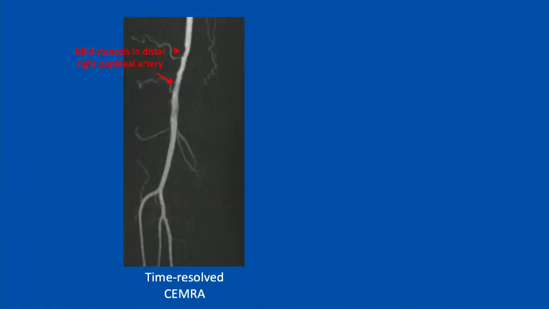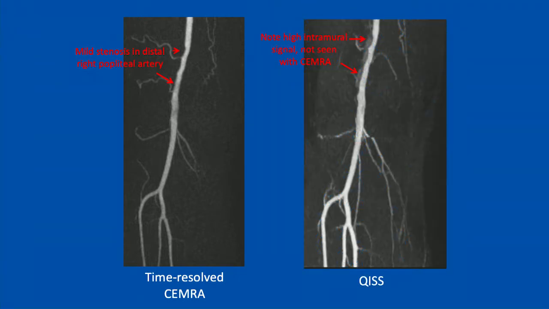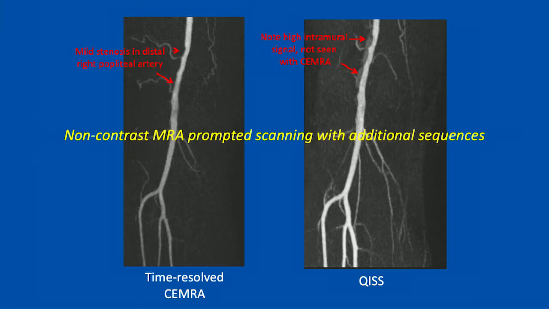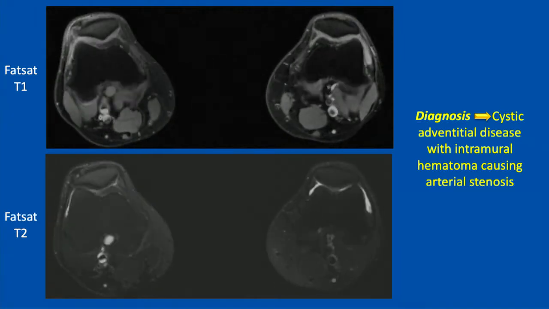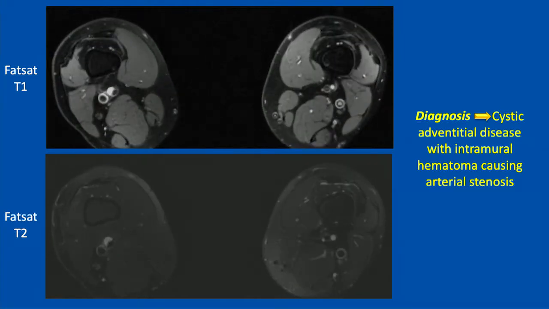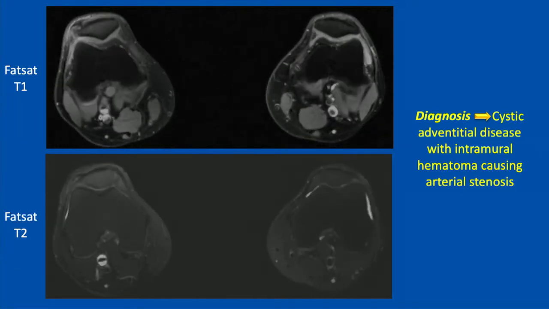This patient was imaged with time-resolved contrast-enhanced MRA, and mild stenosis was seen in the distal right popliteal artery. With non-enhanced KISS MRA, we noticed some high intramural signal, and this high signal was not noted on the contrast-enhanced MRA exam. This prompted additional scanning with T1 and T2 sequences, where the diagnosis of cystic adventitial disease with intramural hematoma causing arterial stenosis was made.